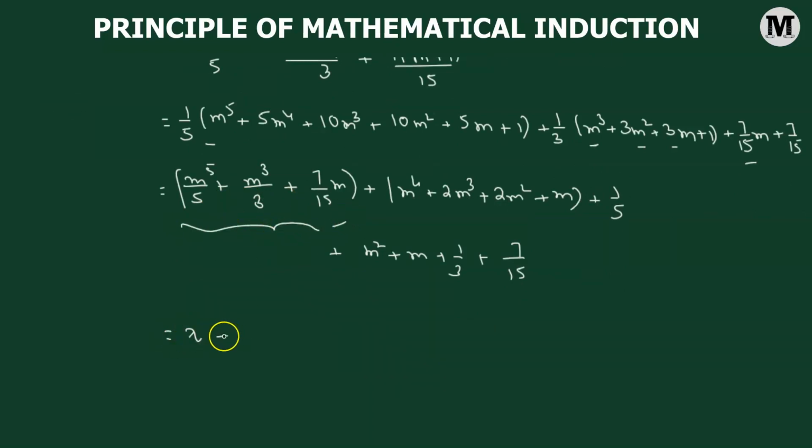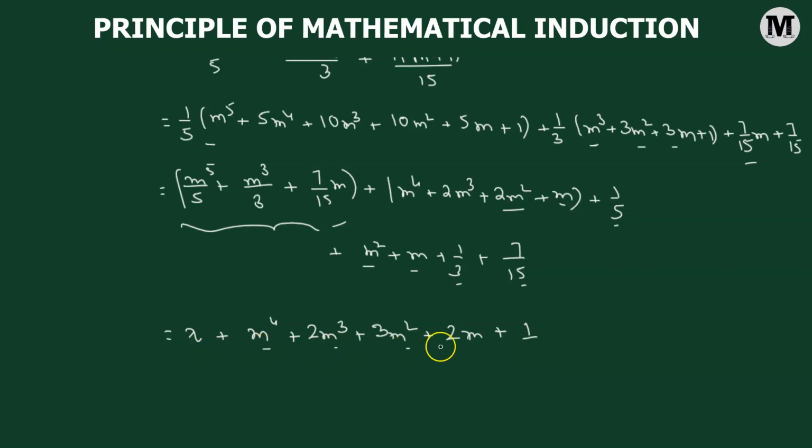We have already assumed that it is lambda. Then we can combine m raised to the power of 4 plus 2 times m cubed added to, so 2m squared plus m squared, that's going to be 3m squared. Added to, so m added to m, that's going to be 2m. Added to 1 over 5, added to 1 over 3, added to 7 over 15, that's simply 1.